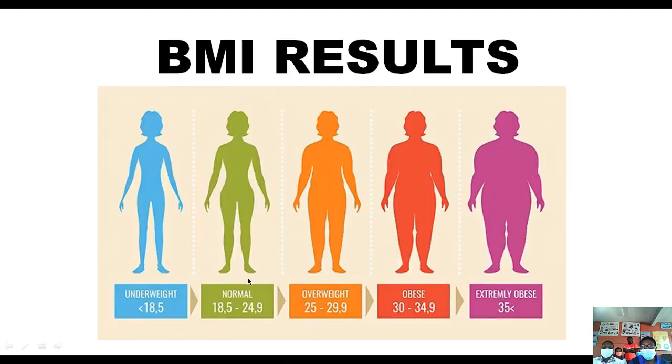So a normal person's BMI is supposed to be between 18.5 to 24.9. If your BMI is under 18.5, you're underweight. If it's between 25 to 29.9, you're overweight. If it's 30 and above, you're obese.